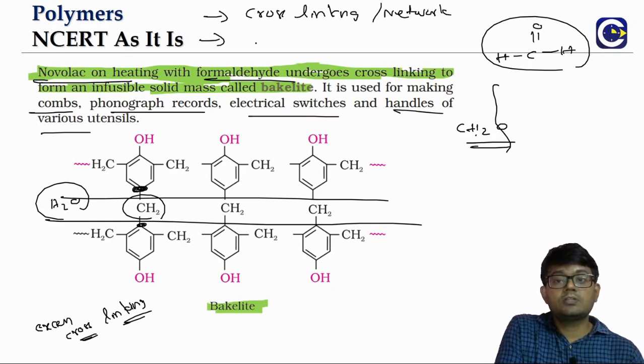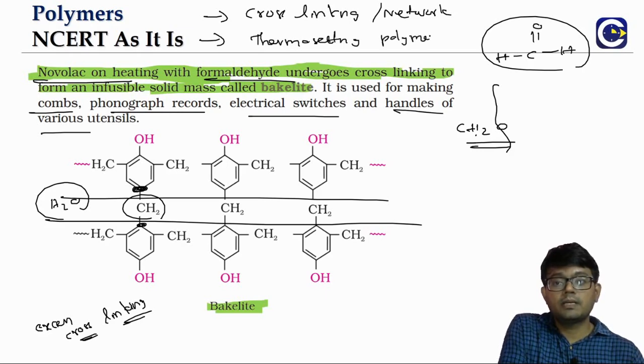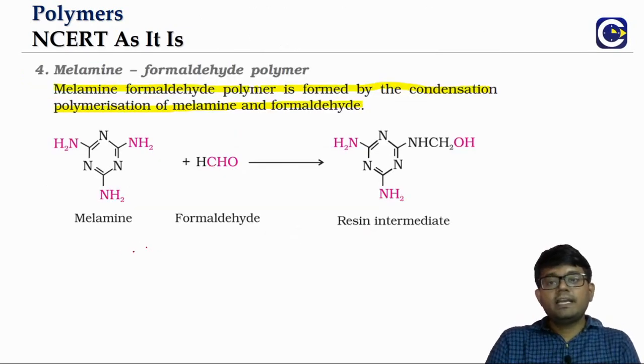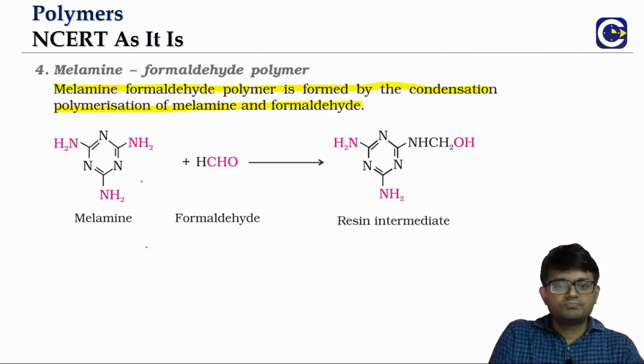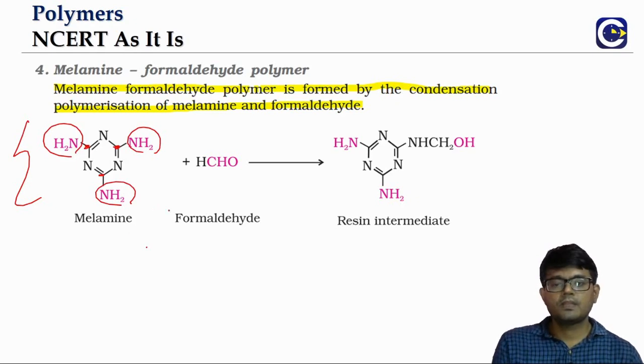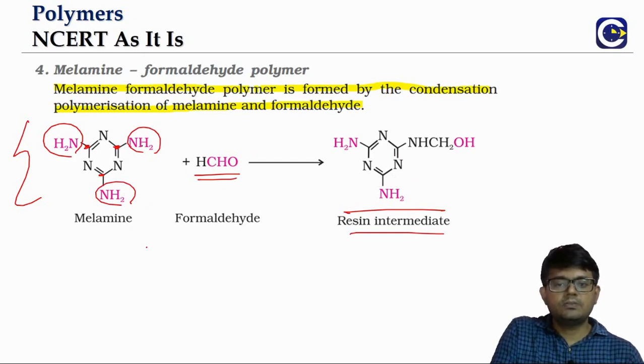as well as it is also an example of a thermosetting polymer. On heating it is becoming an infusible solid. The next formaldehyde polymer we have is melamine formaldehyde. So melamine is a 6-membered ring compound, 3 nitrogens and 3 carbons alternatively. Each of these carbons is bonded to an amino group. When it reacts with the formaldehyde, there will be an intermediate resin, a viscous liquid, that will be formed. So you see here what is happening to this NH2: we'll have NH, CH2, OH. That is the group.